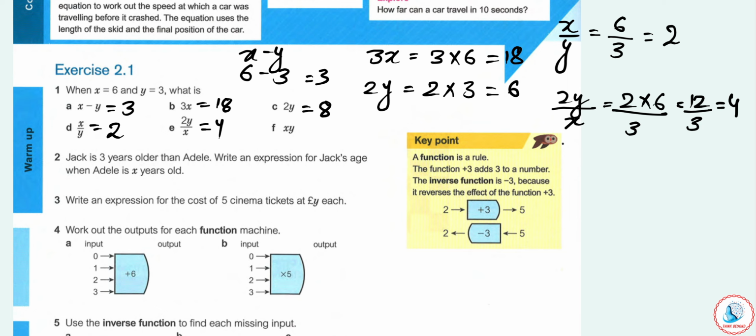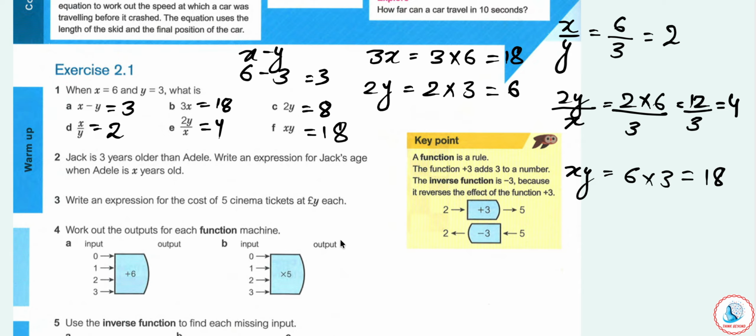Now for question F, xy. So the value of x is 6 multiplied by the value of y, which is 3. It's going to be 18. Okay, now let's move to question number 2.